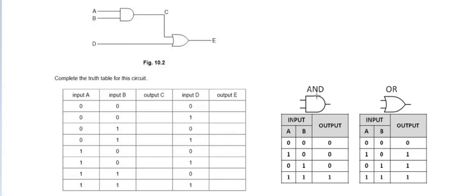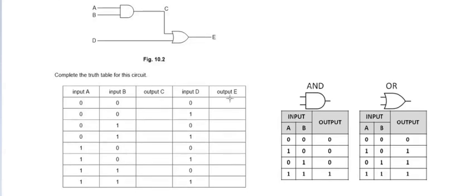The truth table for the AND gate is given over here for reference, and the truth table for the OR gate is also given here for reference. So it is a very simple circuit. If you go step by step, then you will feel it is very easy. First of all, we will find out this output C, and then we will consider C and D as the inputs, and then at last we will find out this output E. So our goal is to find out just the output C as of now, which is the output of this AND gate, and the inputs are A and B.